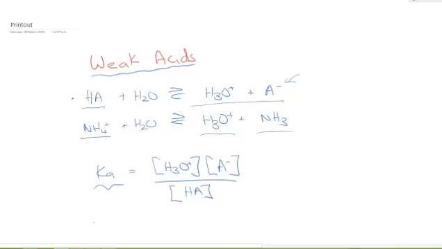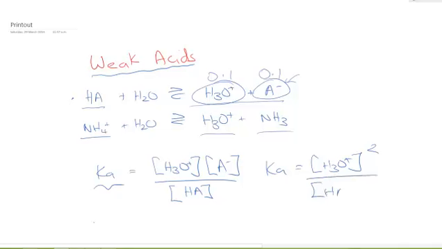Now, because when this dissociates, you are probably going to get roughly equal amounts of these. So if you had 0.1 mole of this, you would have 0.1 mole of that. We can consider these two to be approximately equal. So that changes to being Ka equals [H3O+] squared over [HA].